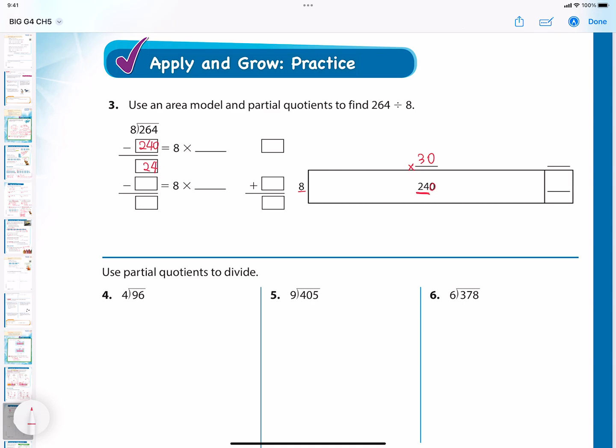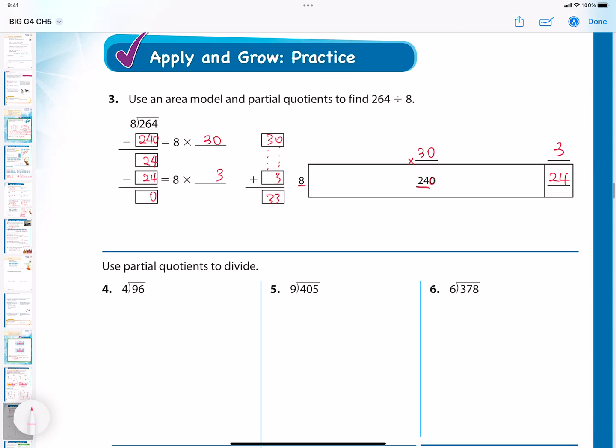Oh, we know already, we did it, same. 8 times what? 3 is 24. Okay, so our partial quotients are what? 30 and 3 is going to be what? 33. I'm going to erase this one because I know some of you might get confused because of a line, right? We mentioned it. Yes, ones place goes in ones place and tens place goes in tens place. All right, so you okay with this? Yes, so our quotient is what? 33. All right, now use partial quotients to divide.